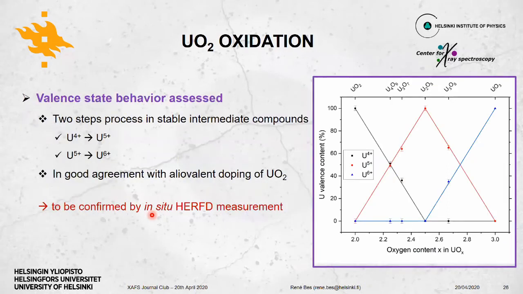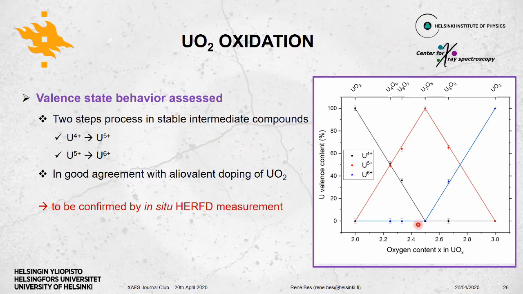and essentially the long-range order of the oxygen cuboctahedral clusters. So at the end, it was possible to study uranium dioxide oxidation and to follow the behavior of the valence state during this oxidation, at least for the intermediate states which are stable enough to be measured. So it's a two-step process. The first is oxidizing uranium 4+ into 5+, and then when every uranium 4+ has been changed into 5+, start to oxidize them to 6+.